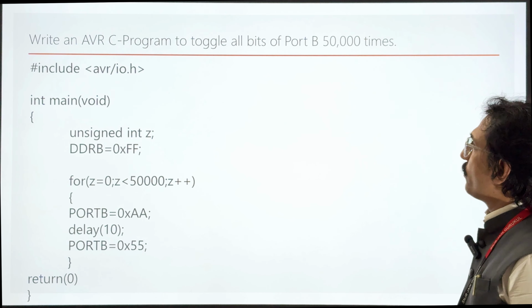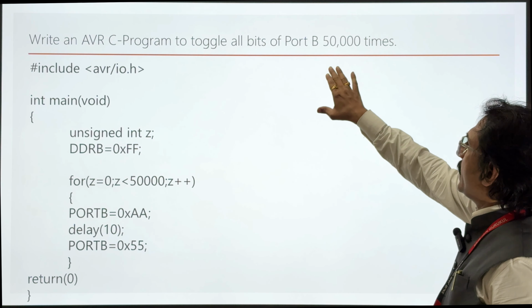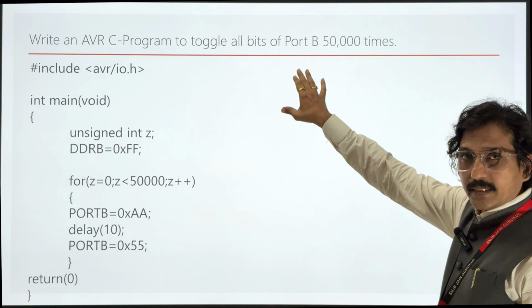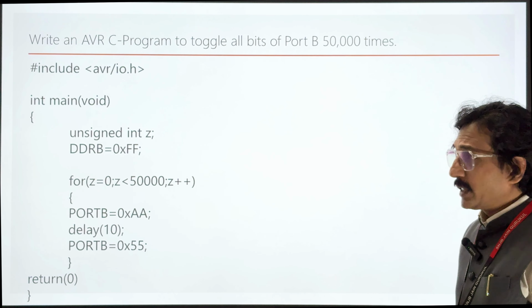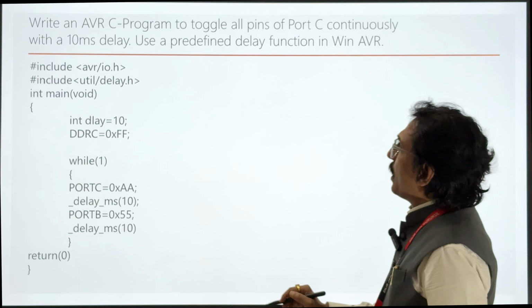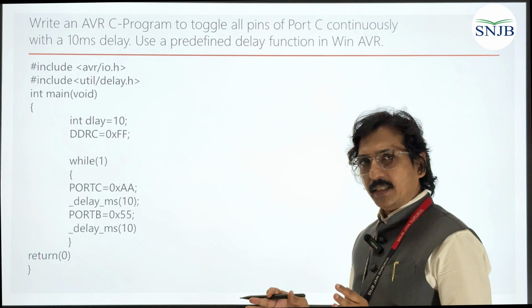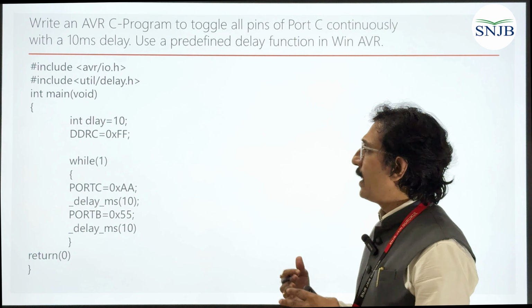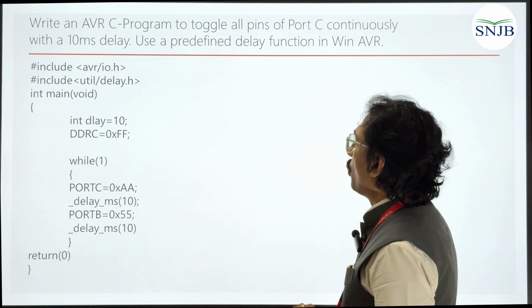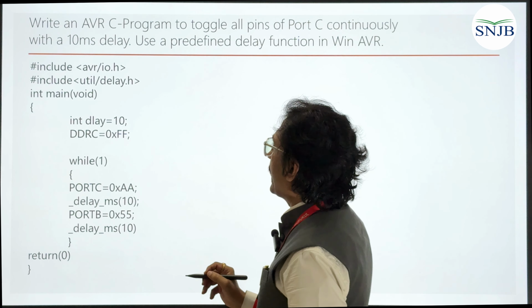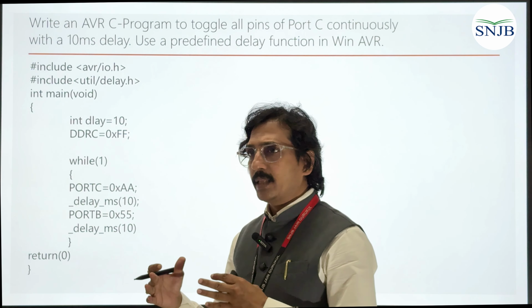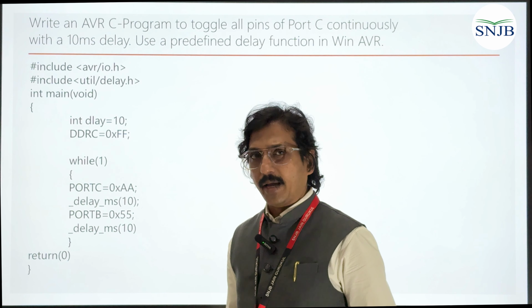In the last session, we saw the toggling bits example, which rotates 50,000 times. Now our next program is again the same toggling of the bits, but using the inbuilt routine. Only one change has been made, that is, the inbuilt routine can be utilized. So the same program of toggling the bits, only we have to toggle the bits using the inbuilt function.